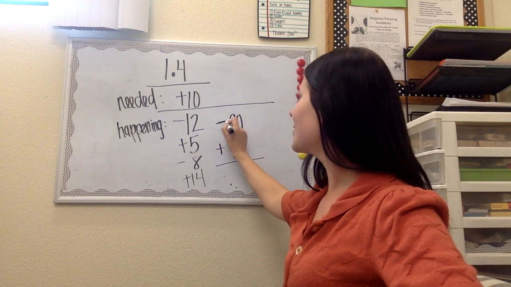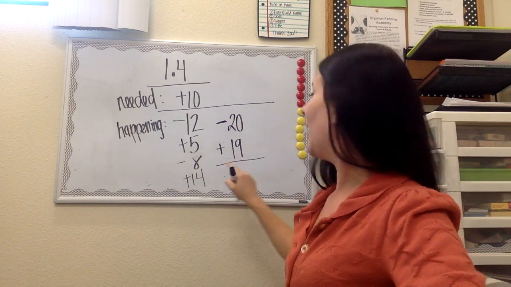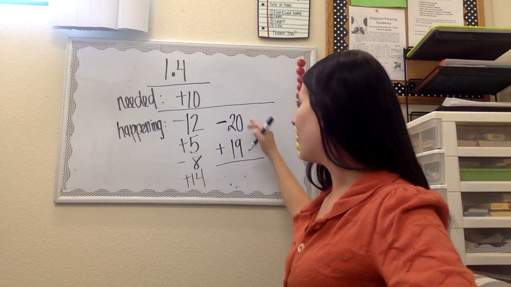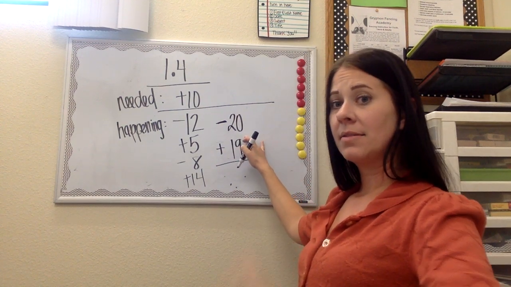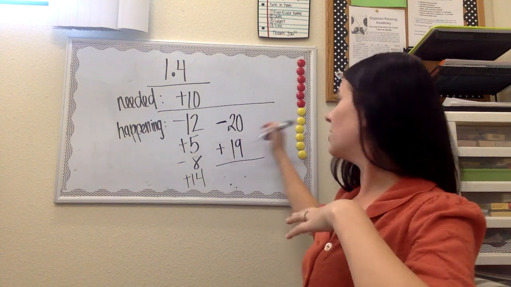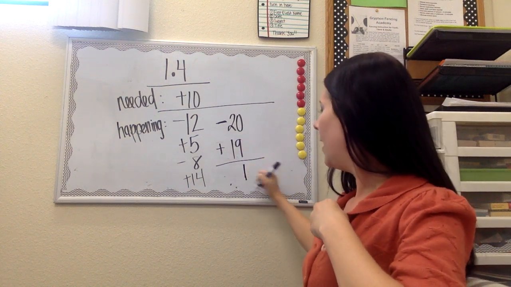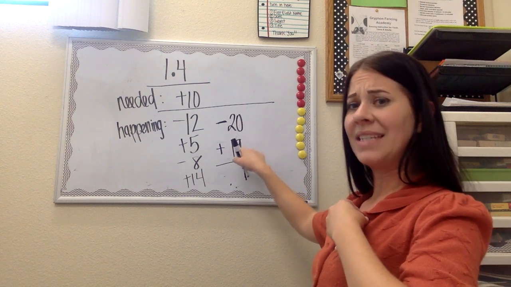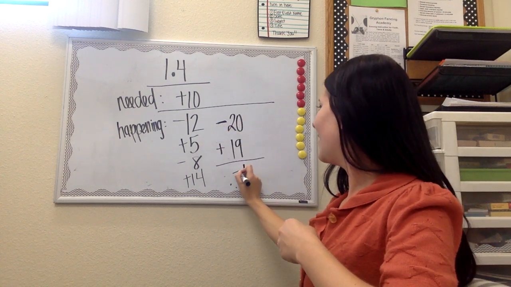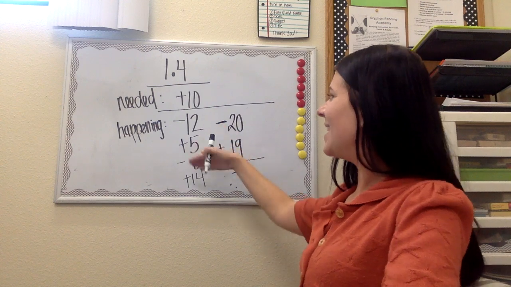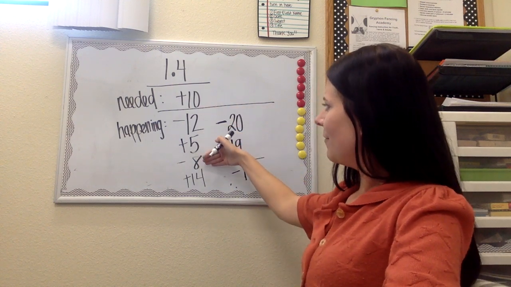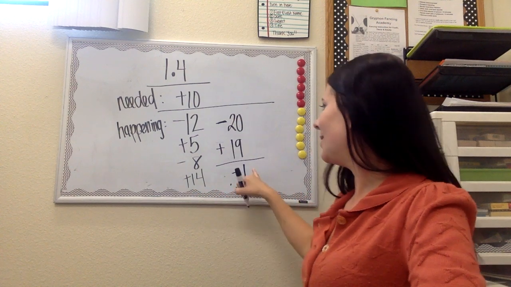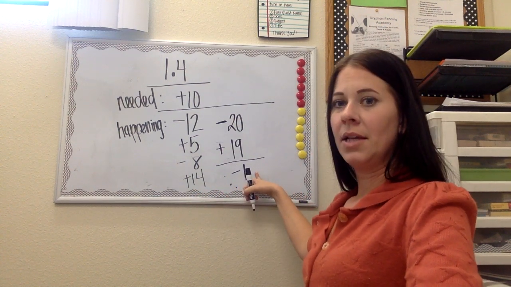So if they lost 20 yards and they only gained 19, that means all together, because they're different signs, we do the subtraction. 20 minus 19 is 1, and the absolute value of 20 is bigger than 19, so I have to keep that negative. So at the end of the day, losing 12, gaining 5, losing 8, gaining 14, back and forth, they still lost 1.